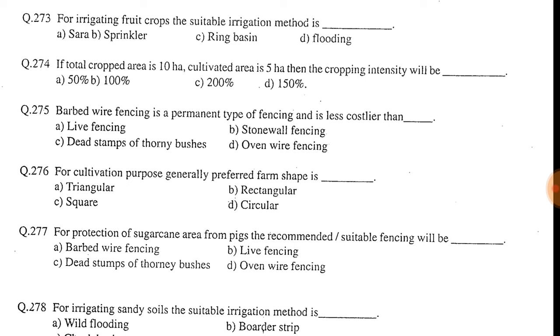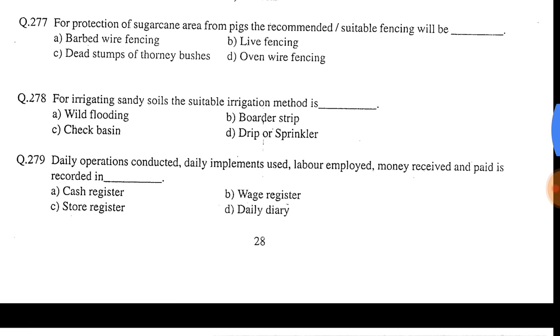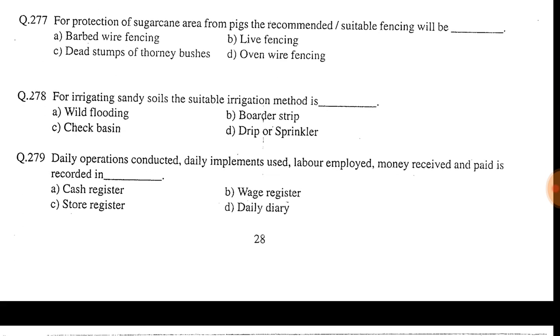274. If total cropped area is 10 hectares and cultivated area is 5 hectares, then cropping intensity would be 200%. 275. Barbed wire fencing is a permanent type of fencing and is less costly than woven wire fencing. 276. For cultivation purposes, the generally preferred farm shape is rectangular. 277. For protection of a sugarcane area from pigs, the recommended fencing would be open wire fencing.